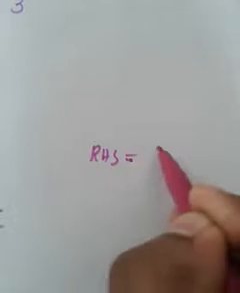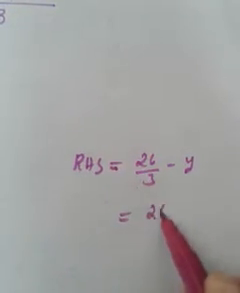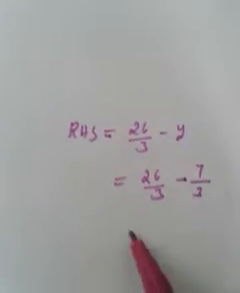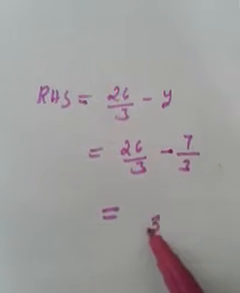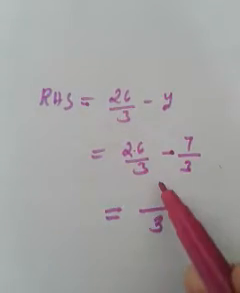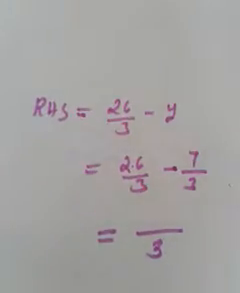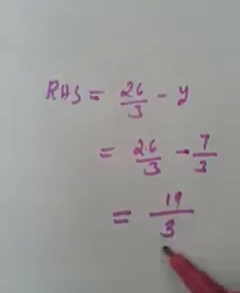And let me go to the RHS side. What does the RHS side say? 26 by 3 minus y, according to the question. So it becomes 26 by 3 minus, what is the value of y? 7 by 3, isn't it? How can we subtract two rational numbers with the same denominator? Write the denominator as it is. What is 26 minus 7? Who can say? 19. So we got the answer as 19 by 3.